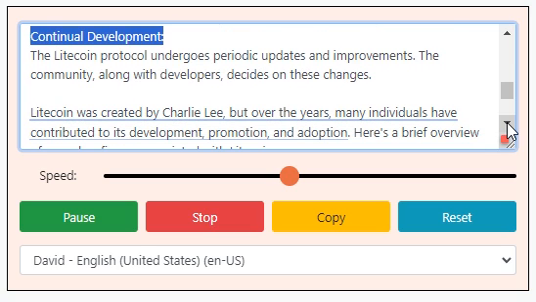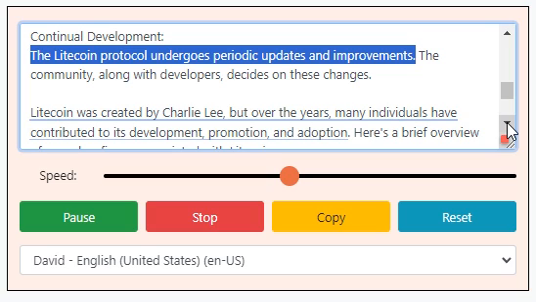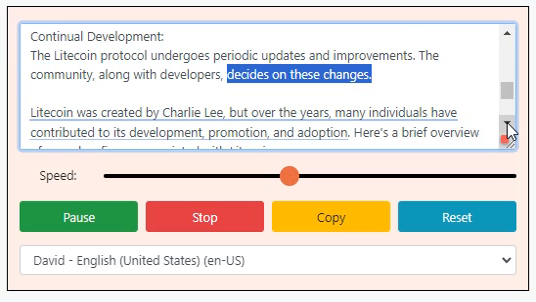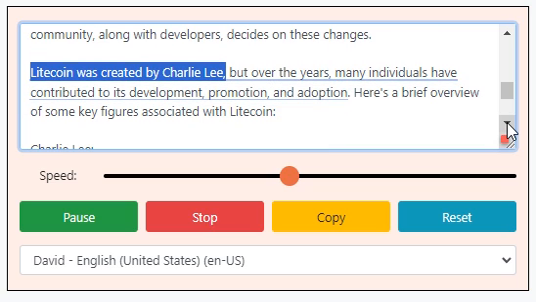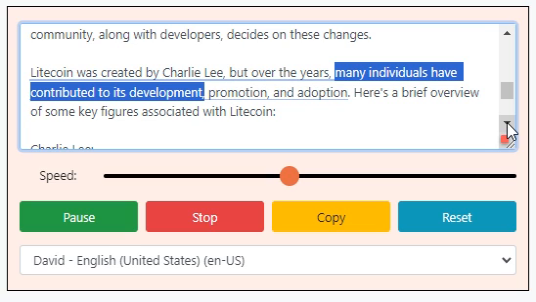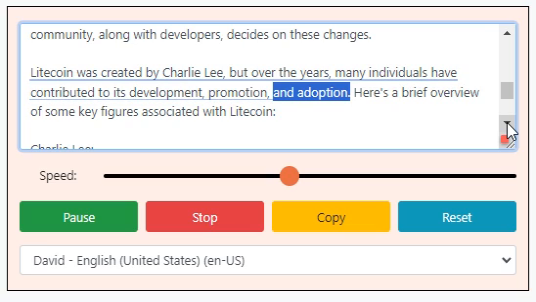Continual development. The Litecoin protocol undergoes periodic updates and improvements. The community, along with developers, decides on these changes. Litecoin was created by Charlie Lee. But over the years, many individuals have contributed to its development, promotion, and adoption.